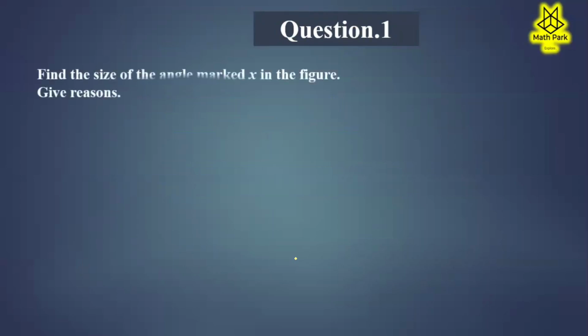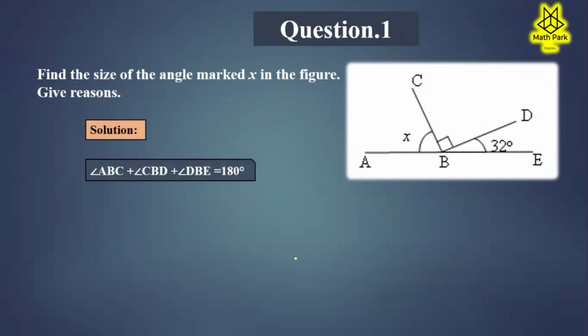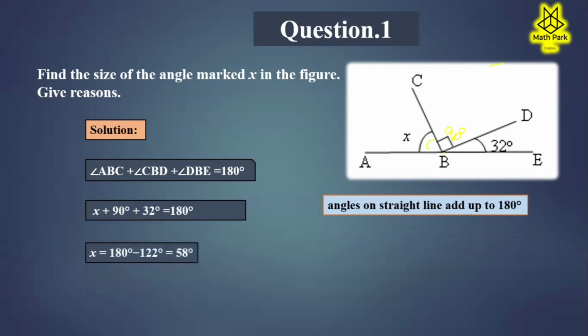Question number 1. Find the size of the angle marked X in this figure. So AB is a line. So angle ABC, this is 90 degrees, plus angle DBE, they add up to 180 degrees because angles on a straight line add up to 180 degrees. Put the values. ABC is X, CBD is 90 and BDE is 32. 90 plus 32 is 122. Taking 122, you get 180 minus 122. So X is equal to 58 degrees.